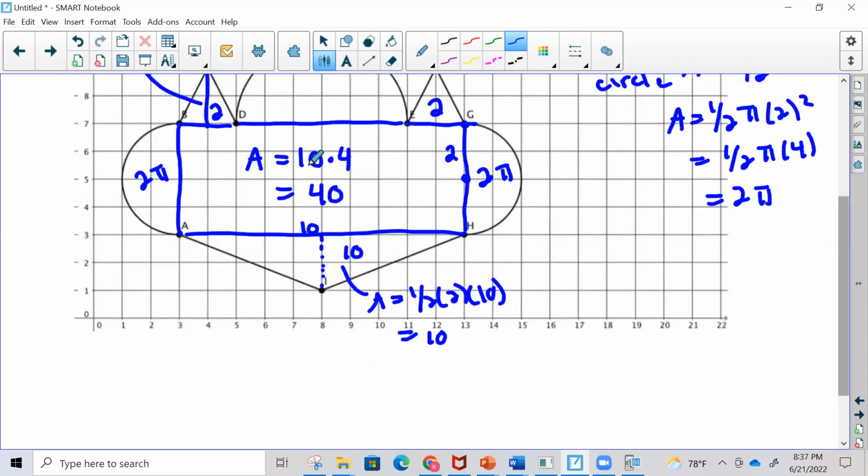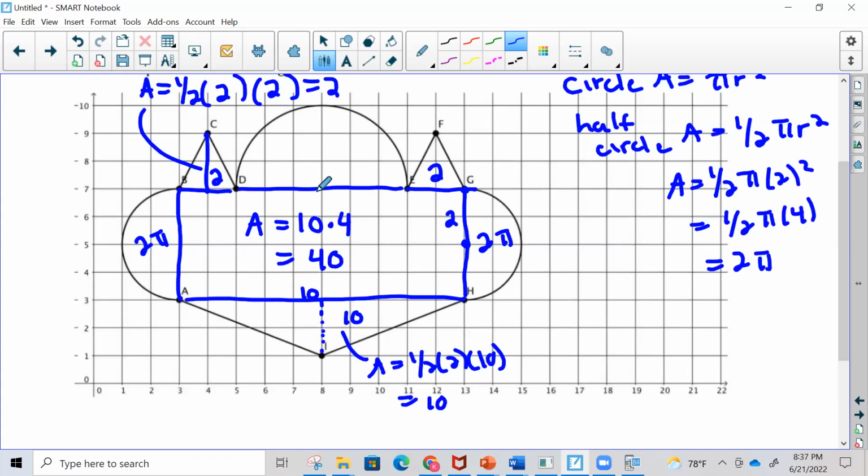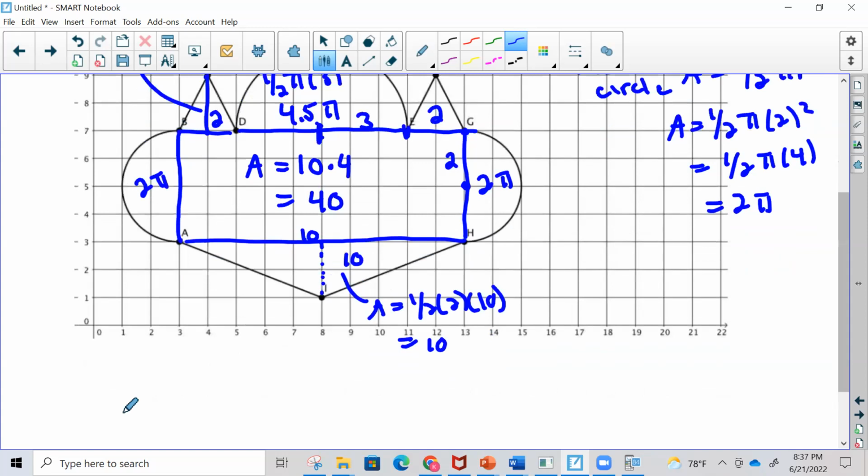And then I have to do this top circle again. So this radius goes from the center to this endpoint, which is 3. So we would do pi 3 squared, and we would have to do 1/2 of it because it's half a circle. So 3 squared is 9, and 9 times 1/2 is either 4.5 pi, or you can leave it as 9/2, either one. And then we're going to take the area and we're going to add them all together.